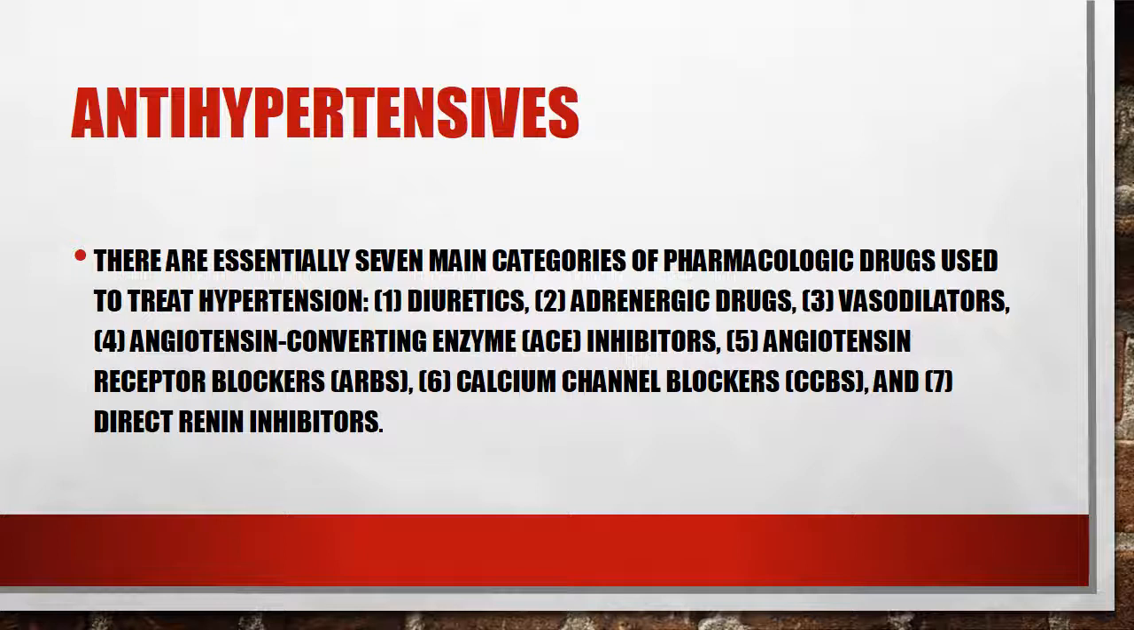There are 7 categories of antihypertensives: diuretics, adrenergic drugs, vasodilators, angiotensin converting enzymes known as ACE inhibitors, angiotensin receptor blockers known as ARBs, calcium channel blockers or CCBs, and direct renin inhibitors.